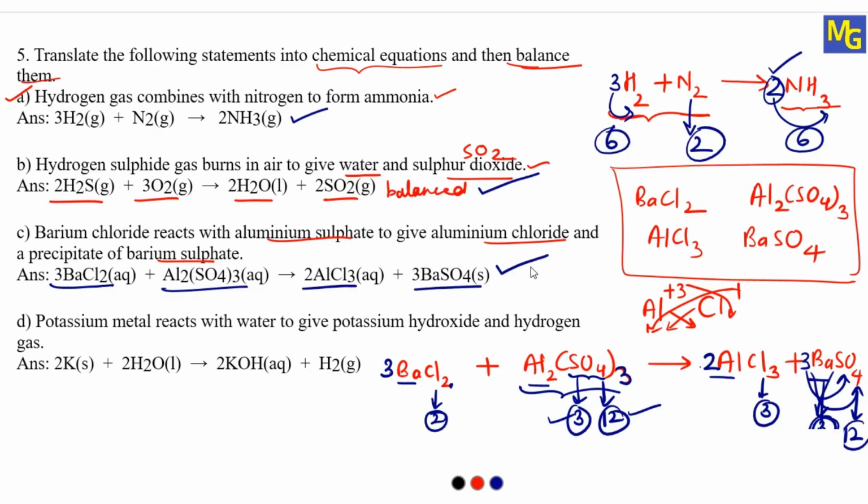And remember the brackets, whatever is written in them, these are the physical states. It may be solid, liquid, gaseous or aqueous. If you write these physical states and balance the equation, then it will be exactly a correct balanced equation. Now we will move on to the next one, that is the fourth one.